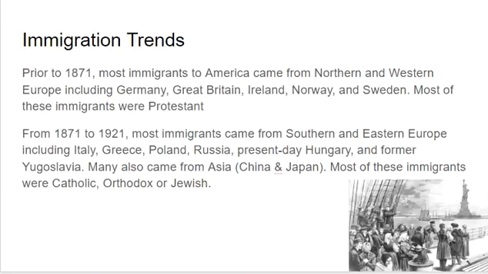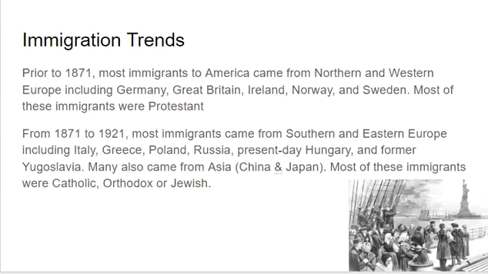So, immigration trends. Prior to 1871, most immigrants to America came from Northern and Western Europe, and this included Germany, Great Britain, Ireland, Norway, and Sweden. And most of these immigrants were Protestant. Protestant is a type of Christianity.